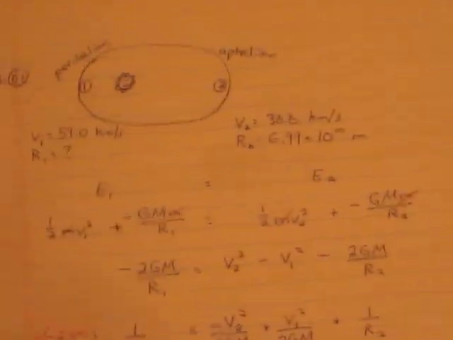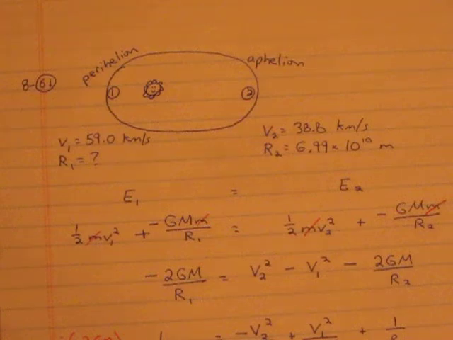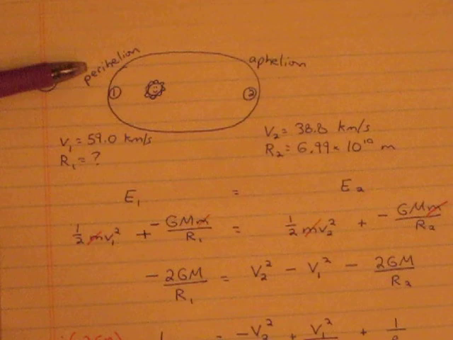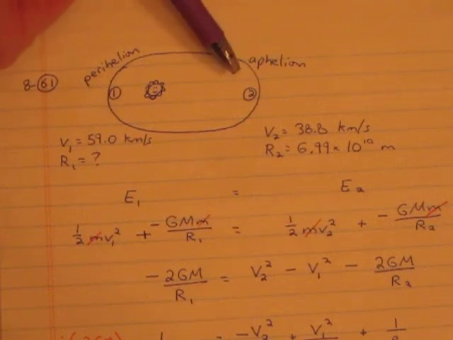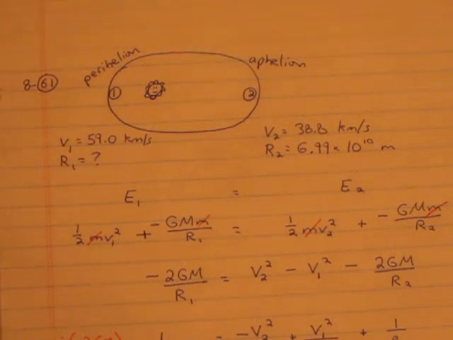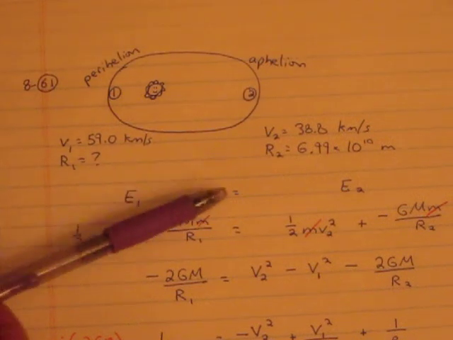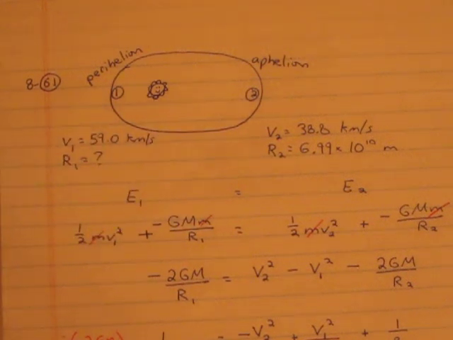The last problem. Number 61. An elliptical orbit around the Sun. Mercury's orbit varies. So here we have position 1, which is perihelion, its closest point to the Sun. Here we have position 2, aphelion, its farthest point from the Sun. Here's the given information. V1 is 59 kilometers per second. V2 is 38.8 kilometers per second. We have R2, and we need to find R1. We need to find the position at perihelion.